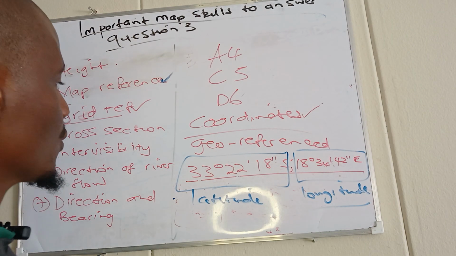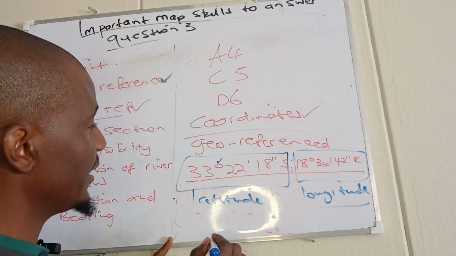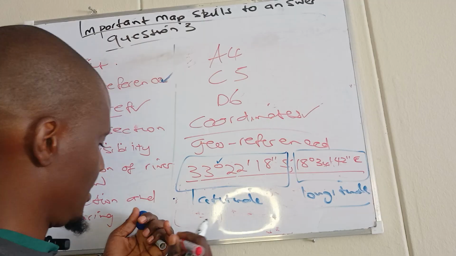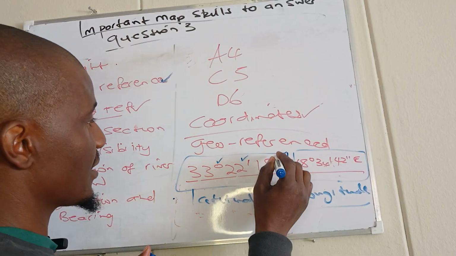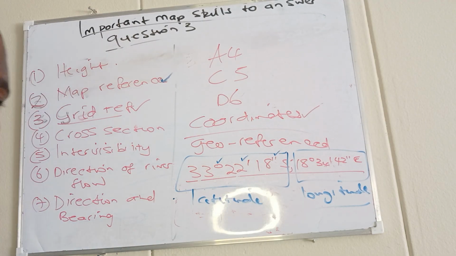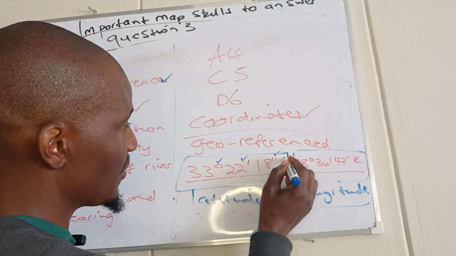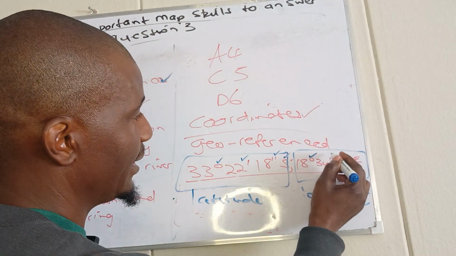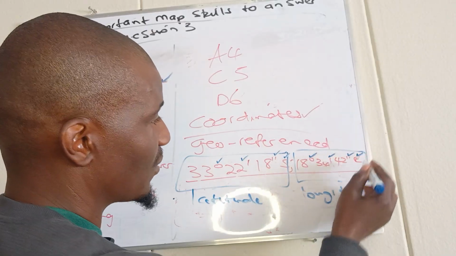Make sure also that you show the degree. This is the sign for your minute, okay? This is the sign for your minute, this is the sign for your second. You're supposed to make sure that you indicate that, and also the hemisphere, which is S there for south. So you've got the degree, the minutes, the seconds, then you've got the hemisphere.